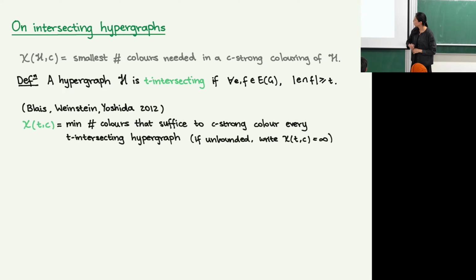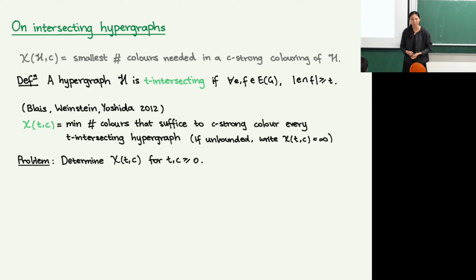Okay. So in the context of coloring, this is the main problem that was defined. In 2012, Blais, Weinstein and Yoshida put these things together and defined a parameter chi_{t,c}, which is the minimum number of colors that suffice to c-strong color any t-intersecting hypergraph. So it's not clear that this should be finite at all. If it's unbounded, we'll just write chi_{t,c} equals infinity. And then there's an actual question here: determine chi_{t,c} for t and c at least 0, let's say.